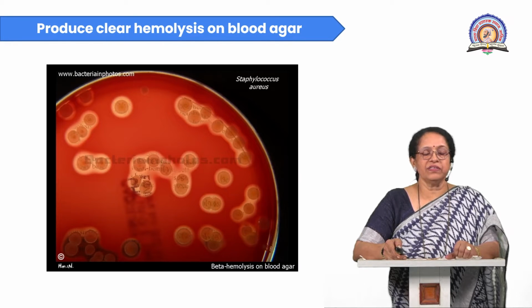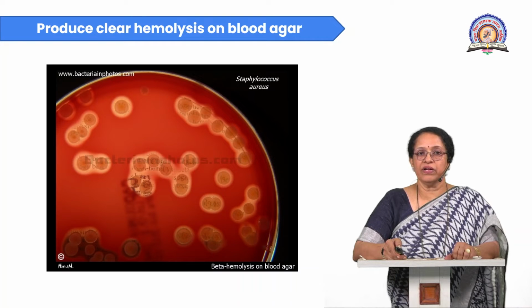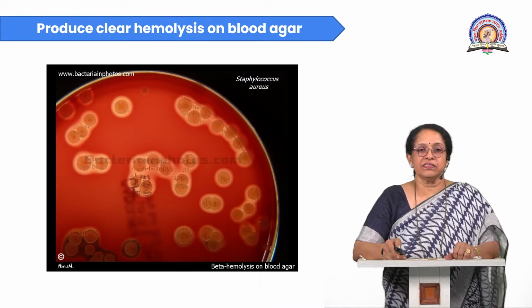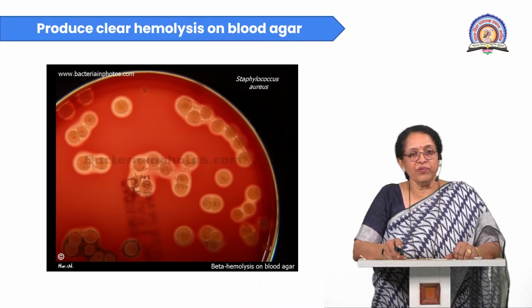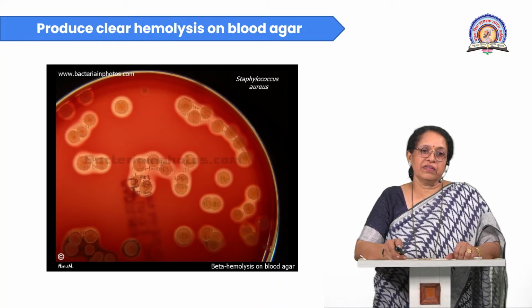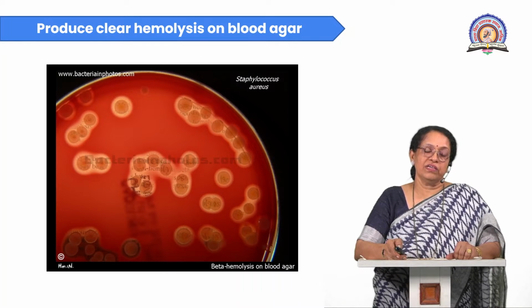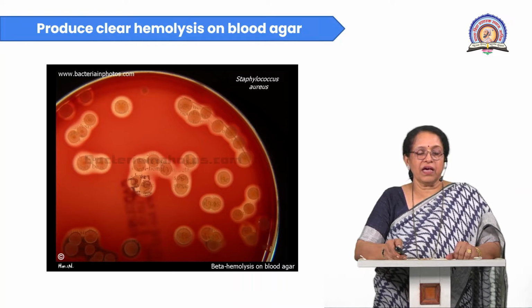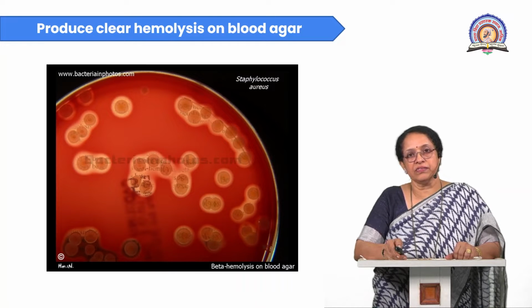When you cultivate this microorganism on blood agar, you can see there is a zone of hemolysis around the colonies of Staphylococcus aureus. Here in this figure, there is a zone of hemolysis around each and every colony, and the type of hemolysis is called beta hemolysis.